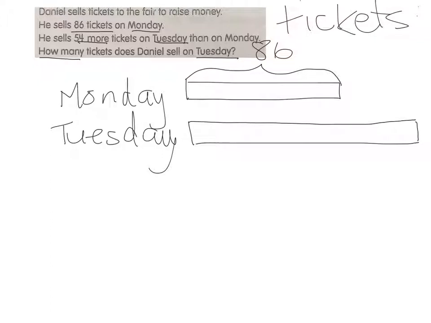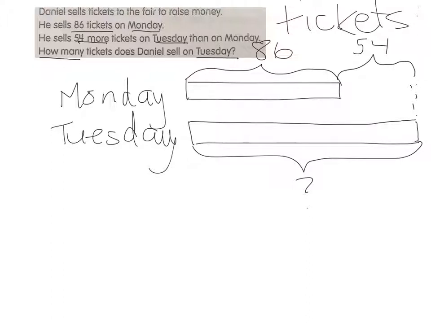Now I have to decide where that 54 is going to fit in. So if he sells 54 more tickets on Tuesday than on Monday, we're talking about the space between the end of the Monday bar and the end of the Tuesday bar. So I'm going to label this 54. That means that the question I'm really trying to figure out is the value of the Tuesday bar. So I'm going to put my question mark for Tuesday.